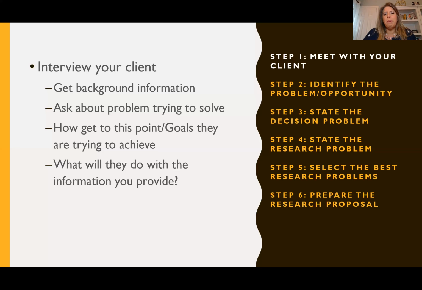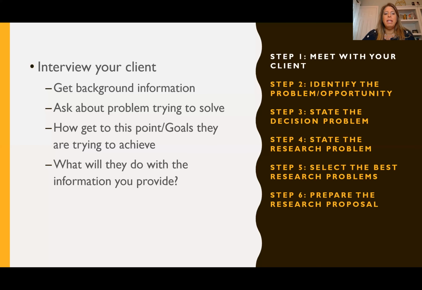When you're asking them about the problems that they're trying to solve, you also want to ask them how they got to this point. Like, how did they end up getting to the point where they're having to solve this problem? What's going on in the environment? What's going on with their organization? And what is the ultimate goal that they want to achieve? When you provide a final report, what is it that they want to be able to walk away with? What do they want to be able to do with the data?